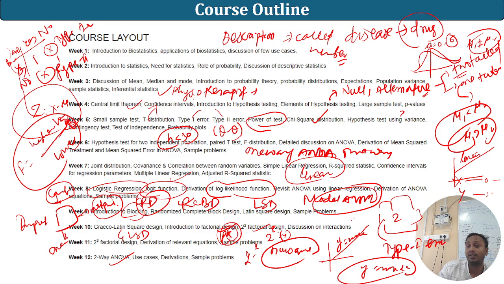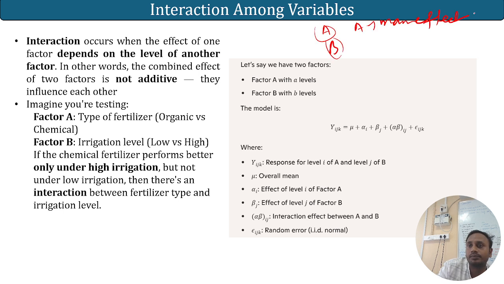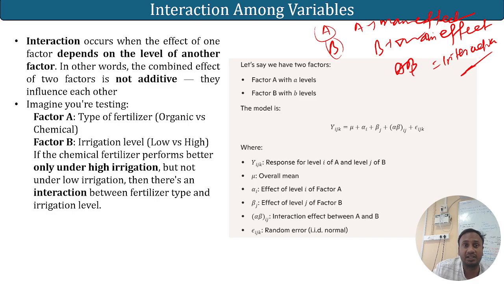Let's say we have two factors, A and B. A will be the main effect, and B will be the main effect, and AB will be what we call the interaction effect. So first we'll see what the interaction effect actually is. Can you tell what the interaction effect is? I think we have discussed this in the last class, the last session also.